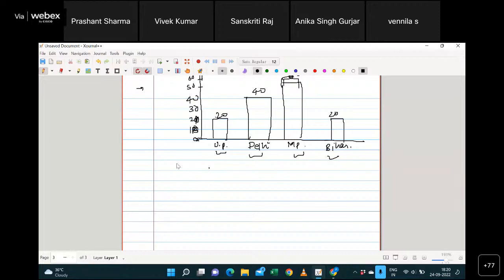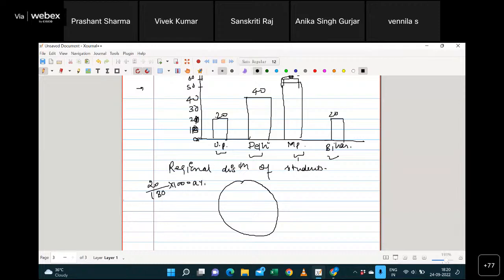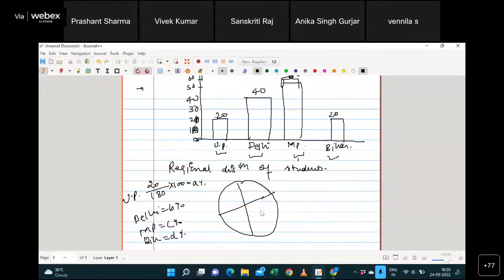So in such a case we will use the pie chart. Here I'm interested in the regional distribution of students. Suppose it will be 20 divided by 130, into 100. Suppose it's A% for UP, for Delhi B%, for MP C%, and for Bihar D%. If I'm interested in the pie chart, then I will use such things.